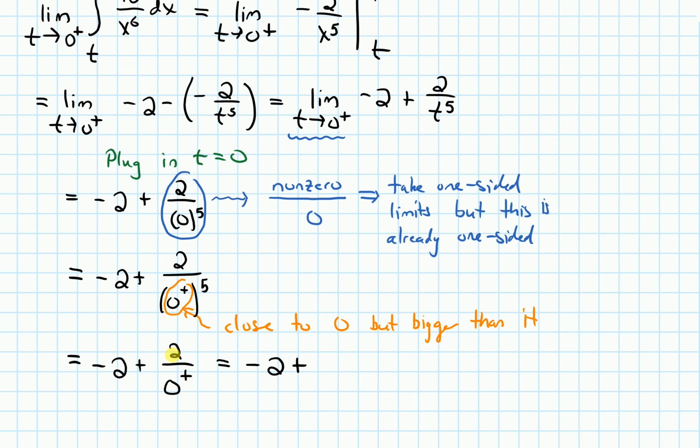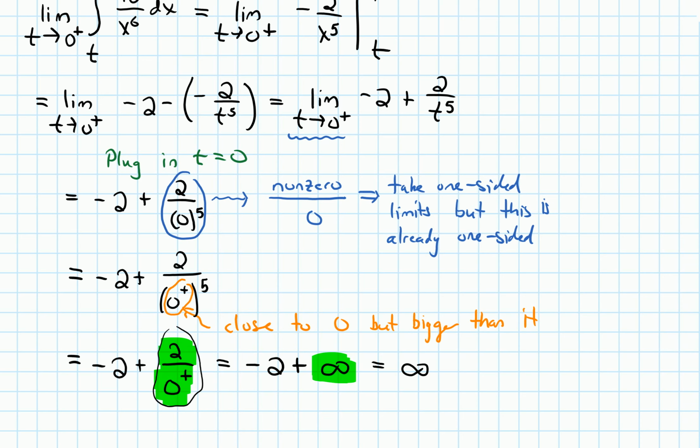And then if you divide 2 by something of this form, something that's really close to 0, but a little bit bigger than it, this overall fraction is going to be super, super big. It's going to be huge. So that is approaching infinity. And negative 2 plus infinity, well, that is just infinity. Okay, so I'm going to highlight this term and highlight this infinity to show that those were the same.